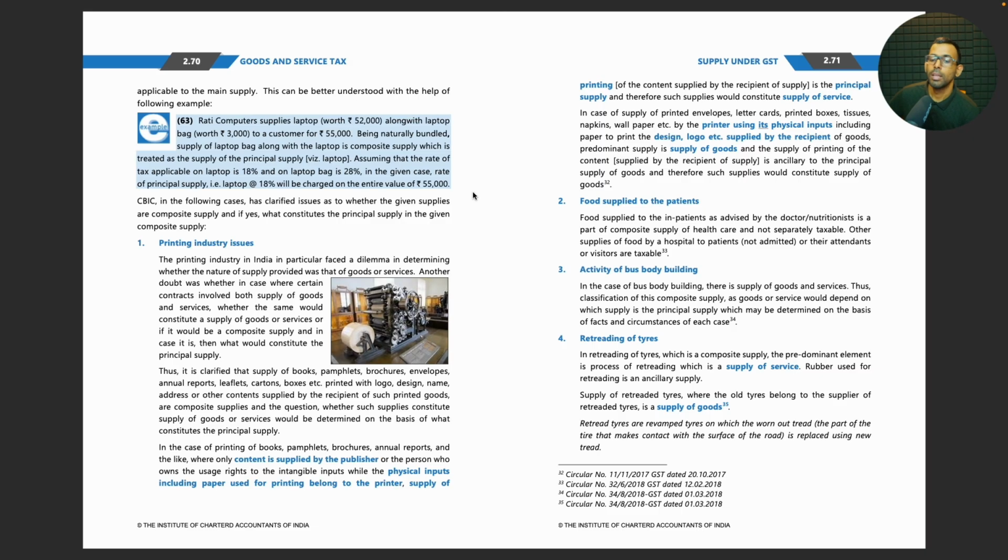Retreading of tires. In retreading of tires, which is a composite supply, the predominant element is the process of retreading, which is a service. Rubber used for retreading is an ancillary supply. Supply of retreaded tires, where the old tires belong to the supplier of retreaded tires, is a supply of goods.